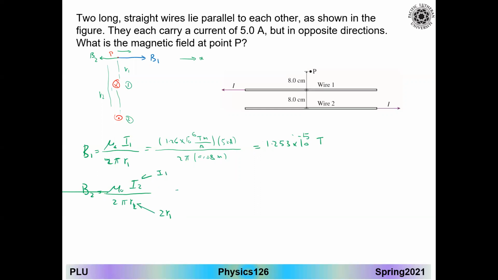From here, I can find it easily. It's just half of B1, which is basically 0.627 times 10 to the minus 5 Tesla. You can plug in your numbers here as we did here. The only difference will be 0.16. So the distance is doubled, which reduces the magnetic field to half.